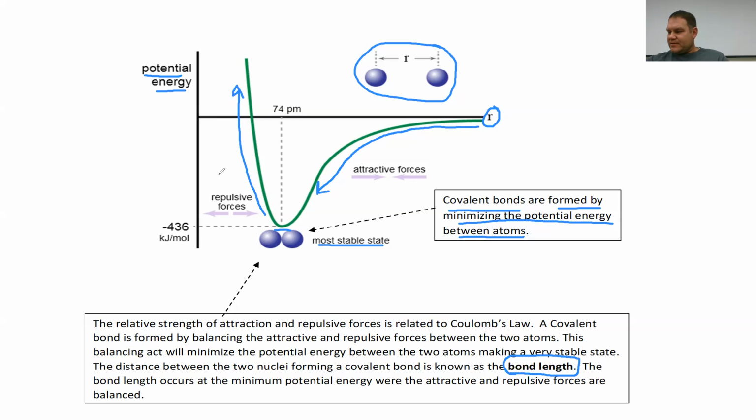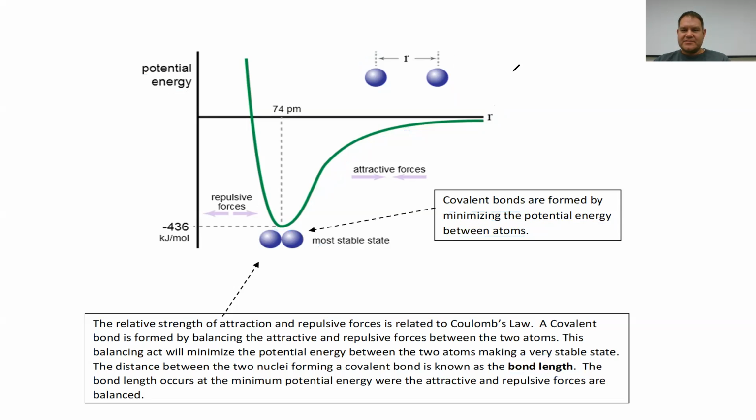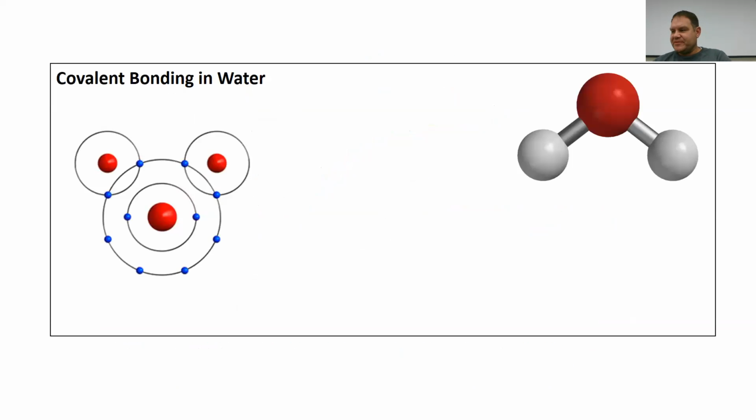All right, so that is pretty much it. I want to address some examples here, so let me clear this, and let's finish up some things in your notes. We're going to use water as an example. Now, we're going to do a lot more examples with covalent bonding. We're going to spend a lot of time with that.